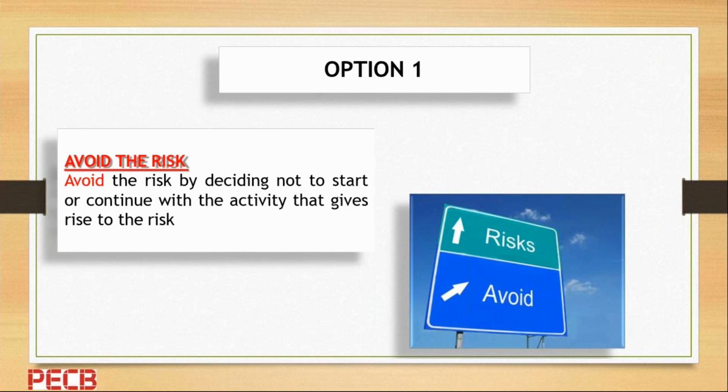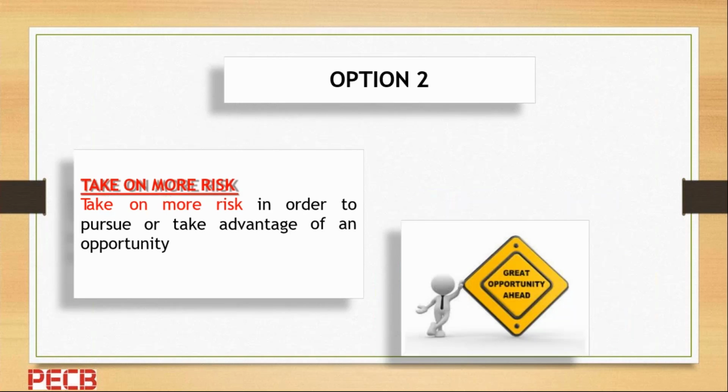Then the second option, which is take on more risk. Now, we are talking about option one, avoid the risk. And here is option two, saying take on more risk. Take on more risk in order to pursue or take advantage of an opportunity. Now, for those in the insurance company, if you work in an insurance firm, you will definitely know that the only way your company can survive among its competition is to take on more risk. Because the more risk you take, the more the chances of making a profit.